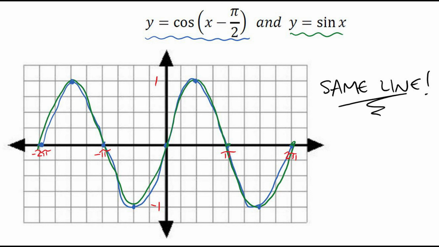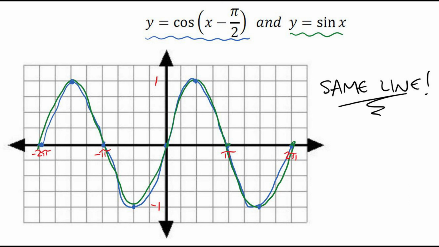So, if you shift a cosine curve over to the right, you can make it look exactly like a sine curve. And same thing with the sine curve. You could shift it either left or right and make it look identical to a cosine curve. So, I don't know. That was something to see, I suppose.